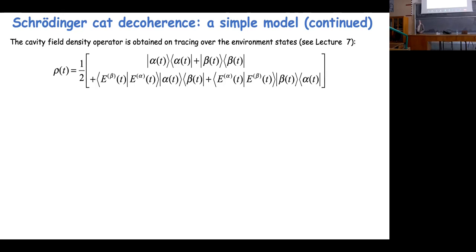And the off-diagonal elements have here the ket alpha bra beta or ket beta bra alpha multiplied by the scalar product of E beta with E alpha or E alpha with E beta. This is just the operation of tracing, not looking at the environment, looking just at the system.